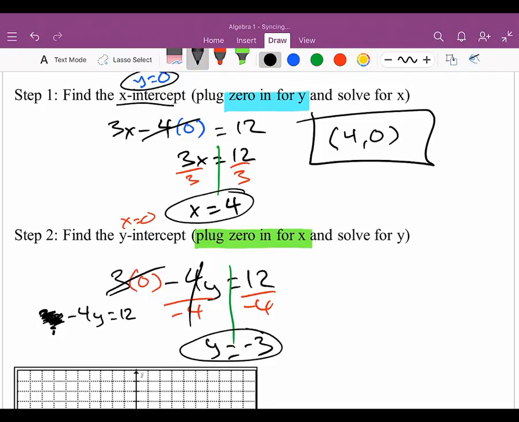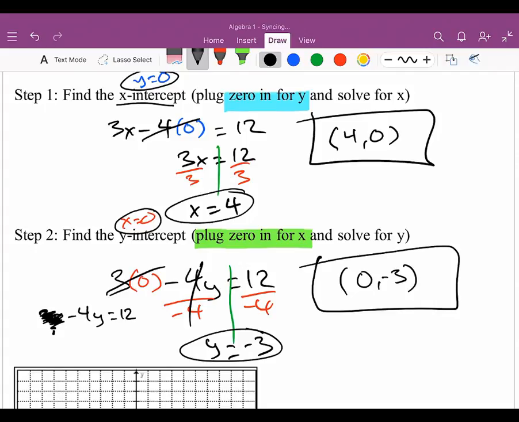Again, that is not your answer. Your answer is written as a point. 0 would be your x. Remember here, plug in 0 for x. y would be negative 3. That would be your final answer.